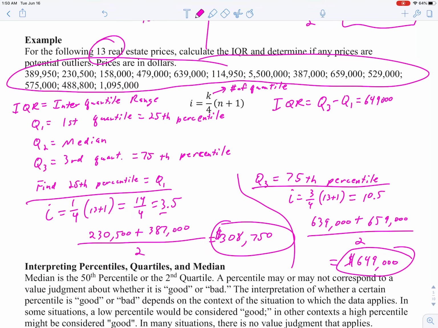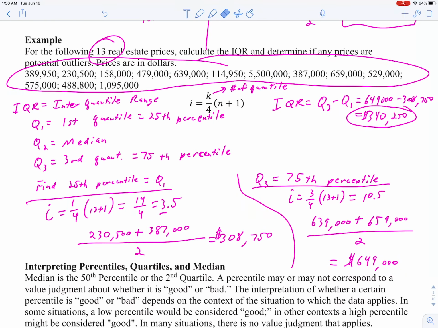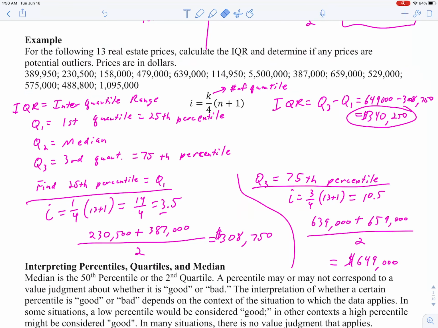So this is 649,000 minus 308,750, which is 340,250. Okay, so there we go. We found the interquartile range. So there's one of our answers.